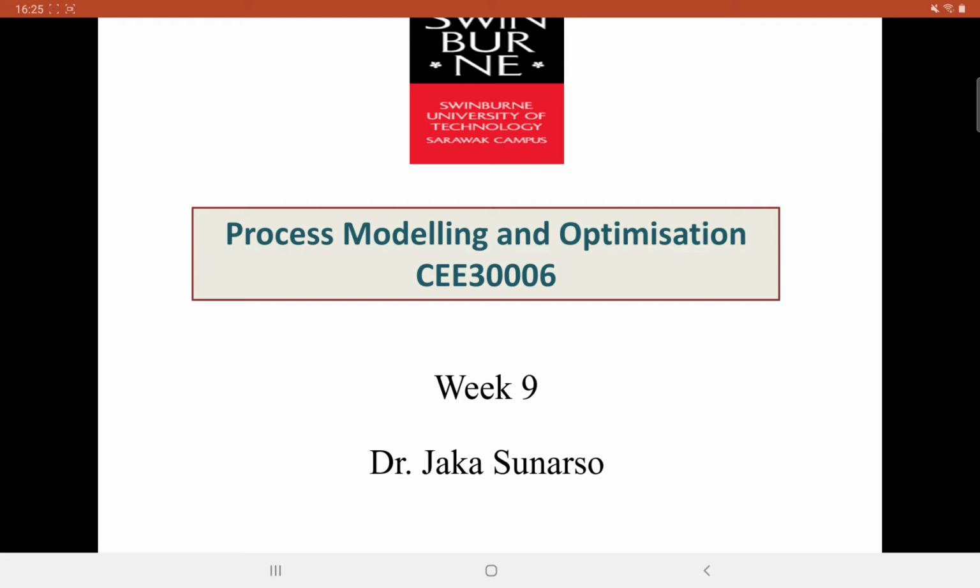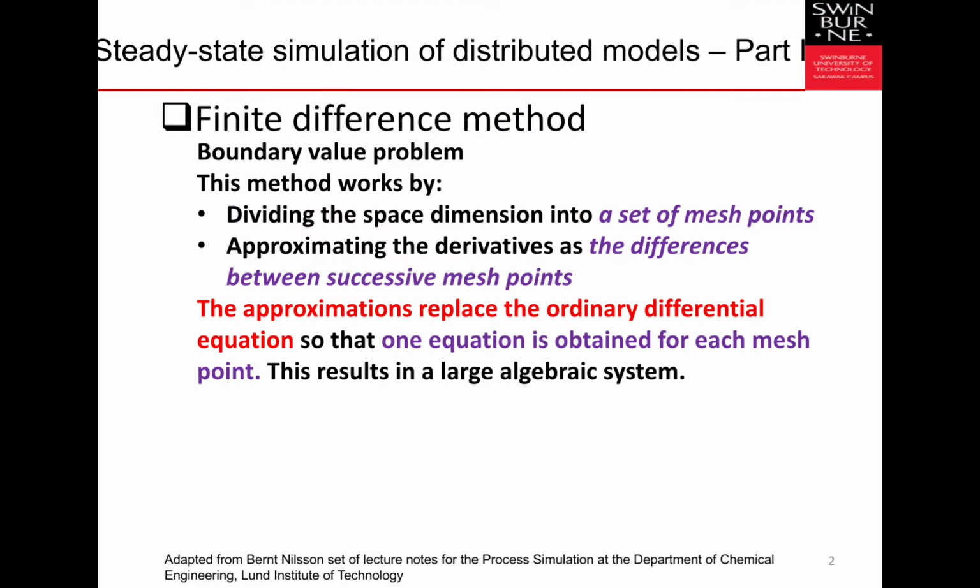Last week, we discussed the use of the shooting method to solve a set of ordinary differential equations that belong within the steady-state distributed models. So, the finite difference method can be used to solve a boundary value problem. This method works by dividing the space dimension into a set of mesh points. Basically, you approximate the derivative, or you replace the derivative, as the differences between successive mesh points. The approximation replaces the ordinary differential equation so that one equation is obtained for each mesh point, which results in a large algebraic system.